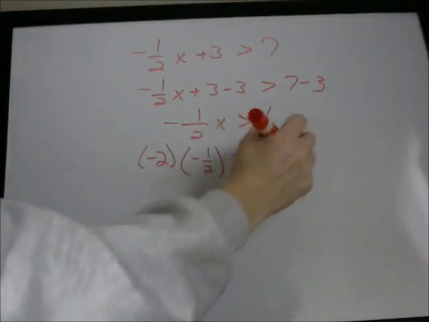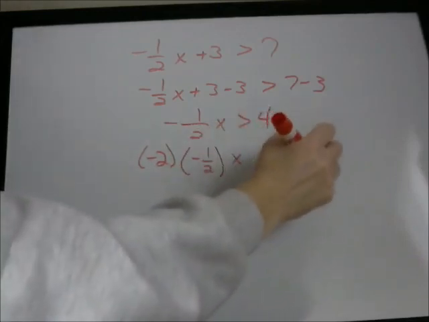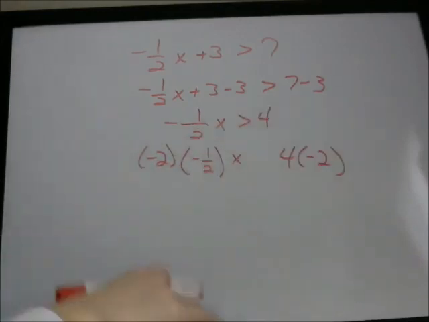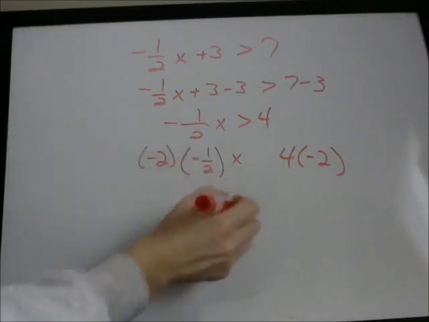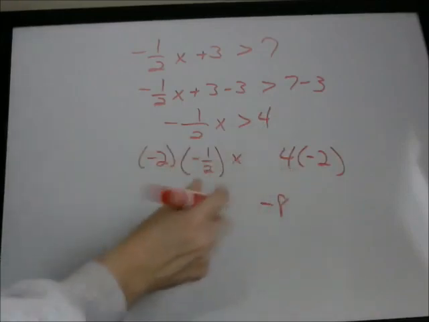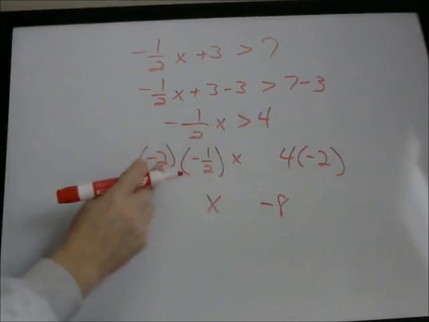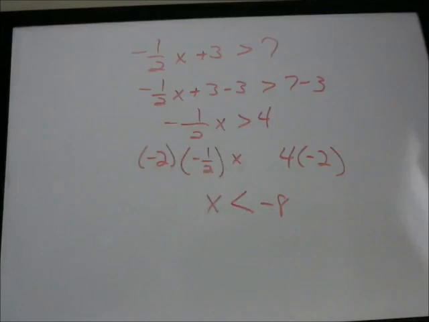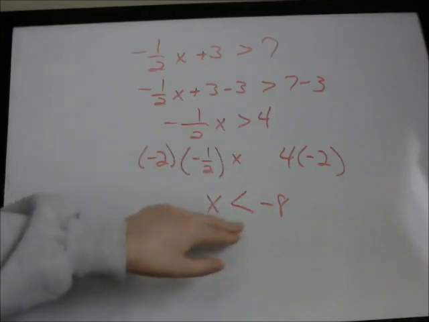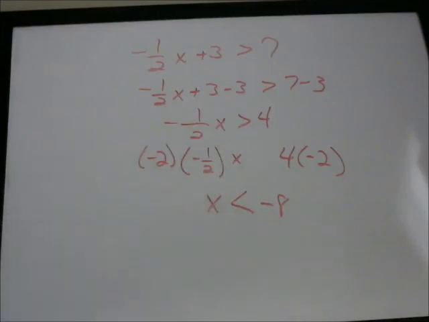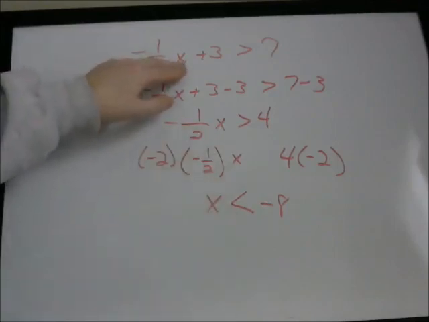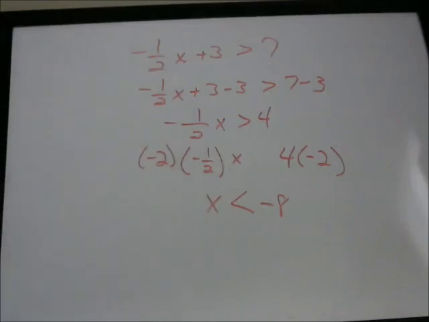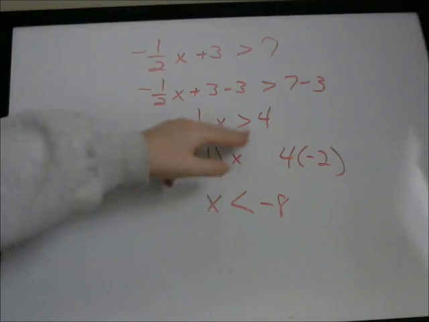So if we multiply by negative 2 in order to get rid of that negative 1/2, if we do that on one side, we have to do it on the other side. We have to multiply the other side by negative 2. So those cancel. We end up with x on one side, negative 8 on the other side. But we multiplied by a negative number, so we have to switch that sign. So the answer is going to be x is less than negative 8. So negative 9, negative 10, negative 11, all of those numbers will work to make that inequality true. So the key is, if you multiply or divide by a negative number, you have to switch the sign.